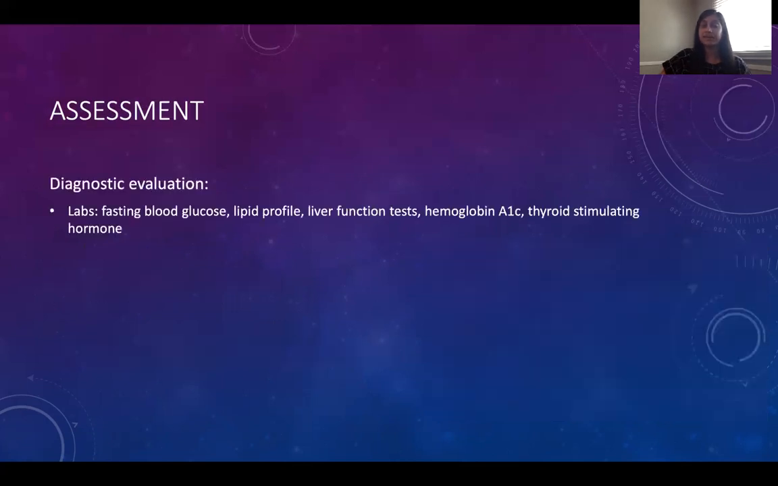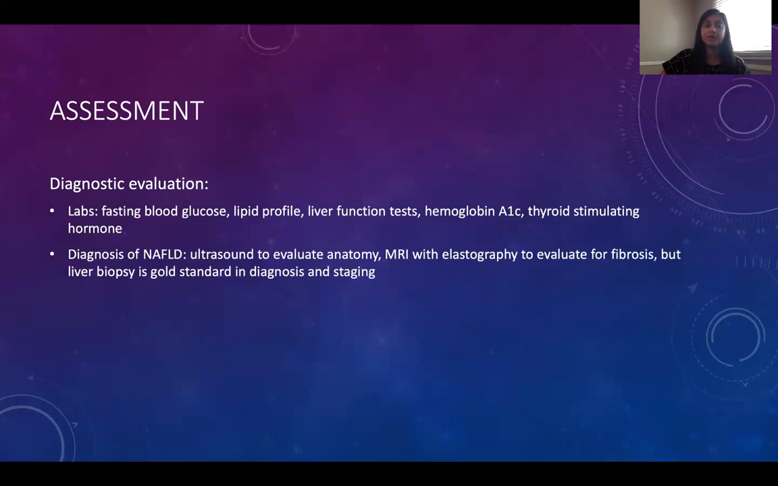And speaking of, what about your diagnostic evaluation? So you're going to want to start with some labs, and they don't necessarily have to be fasting, but it is preferred, especially if you're evaluating for complications of obesity. So you want a fasting blood glucose with an A1C, a lipid profile, liver tests, and thyroid studies as well.